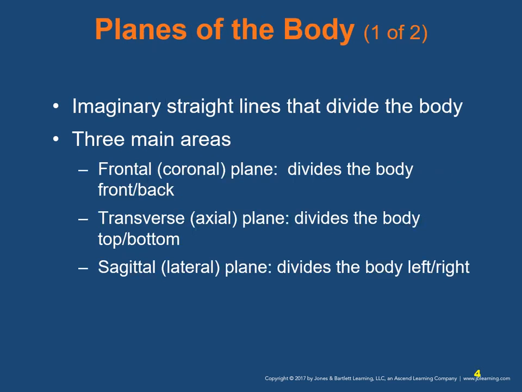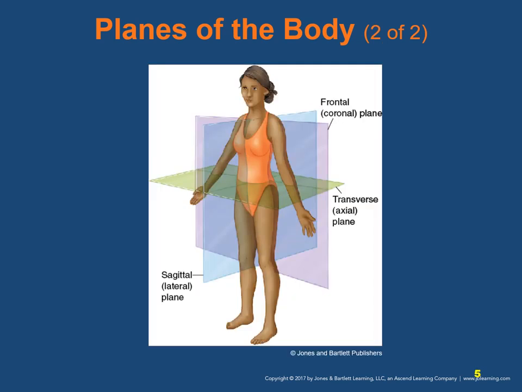The planes of the body are imaginary straight lines that divide the body. The three main planes depend on how the body is divided. You have the frontal or coronal plane, which divides the body front and back. The transverse or axial plane, which divides the body top and bottom, and the sagittal or lateral plane, which divides the body left and right. The mid-sagittal or midline plane is a special type of sagittal plane where the body is cut in half, leaving equal left and right halves. This figure shows the planes dividing the body.